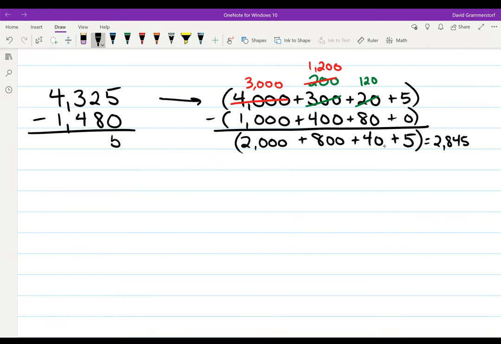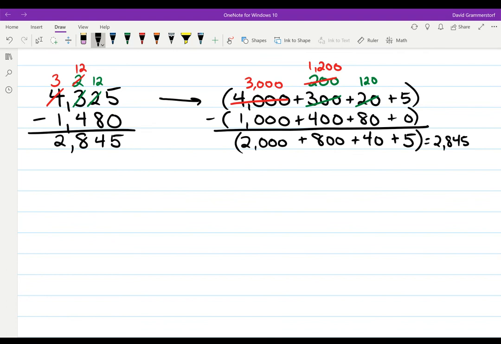5 minus 0 is 5. I'm going to need to do regrouping in the tens, so I will take 100 away from the hundreds and add it into the tens. So now I have 12 tens minus 8 tens, leaves me with 4. And looking at the hundreds, once again, I need to do some regrouping. So we'll take 1,000 from the thousands and add it into the hundreds, right? Because 12 hundreds equals 1,200, doesn't it? So 12 minus 4 leave me with 8 hundreds. And then in the thousands, 3 minus 1 is 2,000.